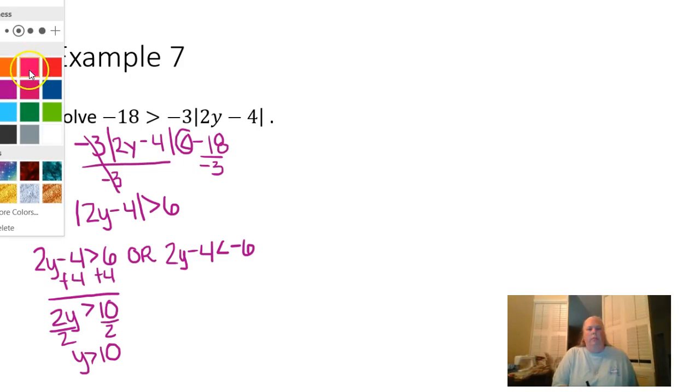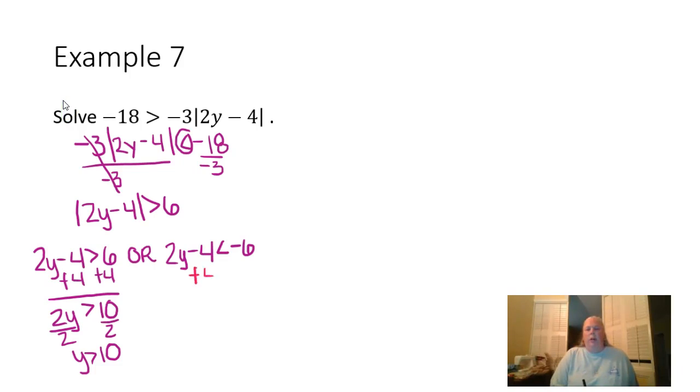Now the other one. 2y minus 4 is less than negative 6. We're going to add the 4 to the other side. That leaves us with 2y less than negative 2. And when we divide both sides by 2, y is less than negative 1. So there are my two inequalities. y is greater than positive 5 or y is less than negative 1.